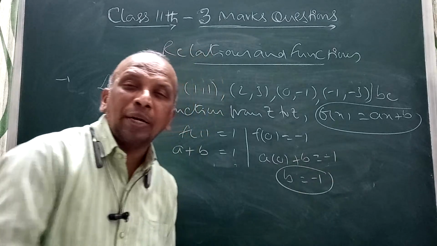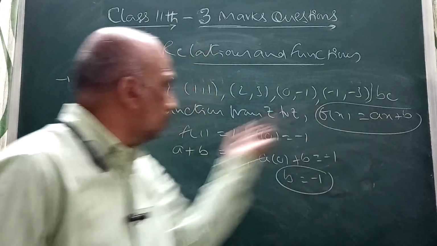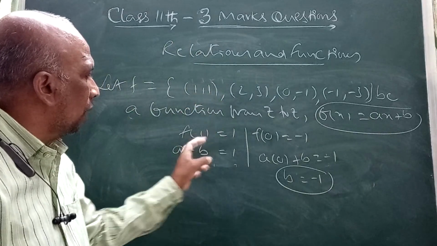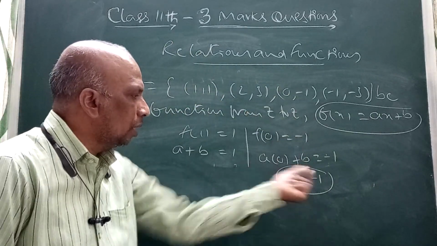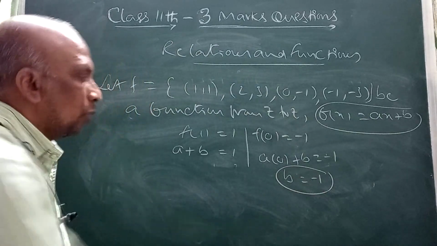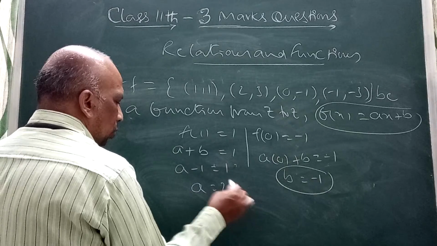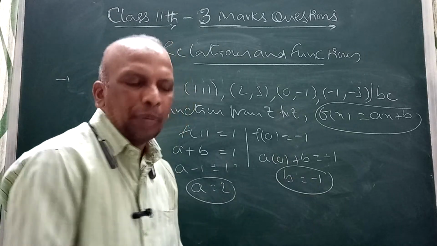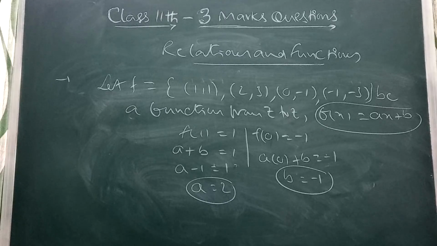But they are asking to find a and b. This is a given linear function, f(x) = ax + b. f(1) = 1 gives a + b = 1. Take f(0) = -1, so b = -1. Since we know b, substitute here: a - 1 = 1, so a = 2. So a equals 2, b equals -1. They are asking only for the values of a and b. Like this we can write it. They ask this type of problem.